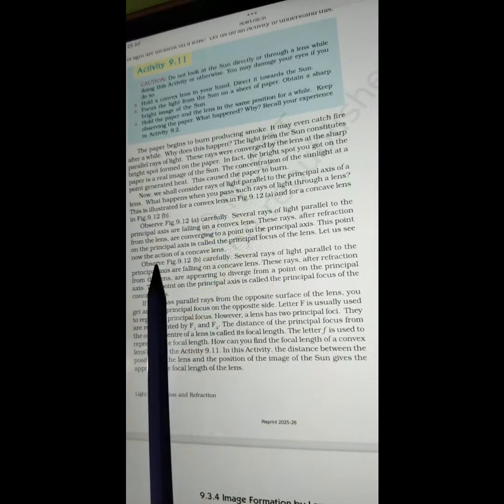Let us see now the action of a concave lens.